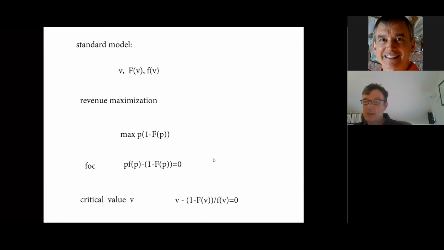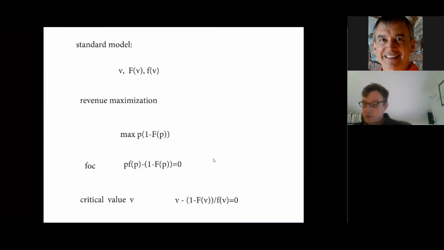What this means is that I want to find a price P so that the probability by which I can sell, which is simply all those people who have a valuation P or higher, which according to our model is simply 1 minus capital F of P. I want to find a price P that settles this trade-off optimally. This is a simple optimization problem. I can look at the first order condition, or FOC, abbreviated. I differentiate with respect to P.